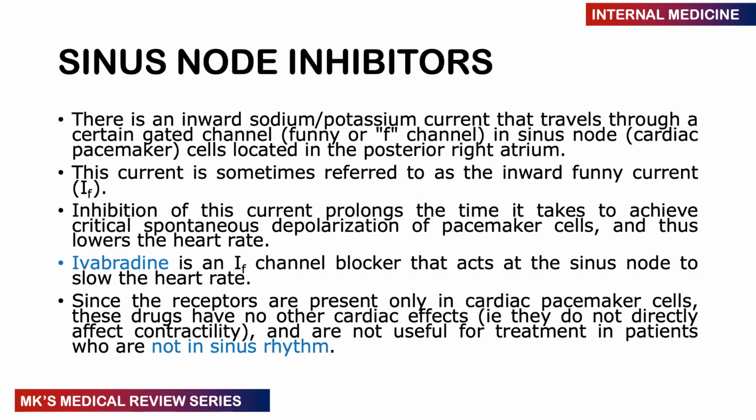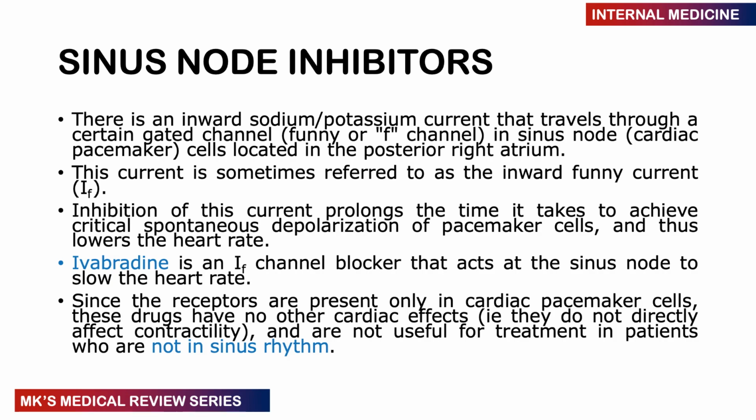Then the last group of drugs that we'll talk about are the sinus node inhibitors. Remember that in the sinus node, located in the posterior right atrium, there is a special channel which allows sodium and potassium current to flow through. You call this the funny channel, or the F channel. This happens in the SA node and is only found in the SA node. It's not found anywhere else on the heart. So if we give a drug that inhibits this inward movement of the funny current, then we can prolong the time it takes to reach the critical spontaneous depolarization of the pacemaker cells of the SA node. So in essence, we can control the heart rate.